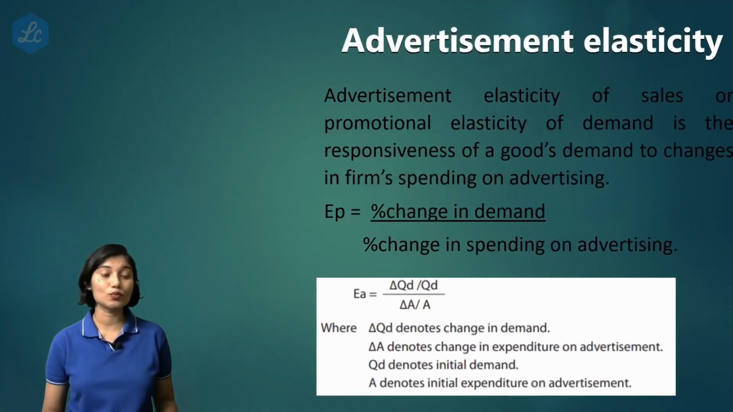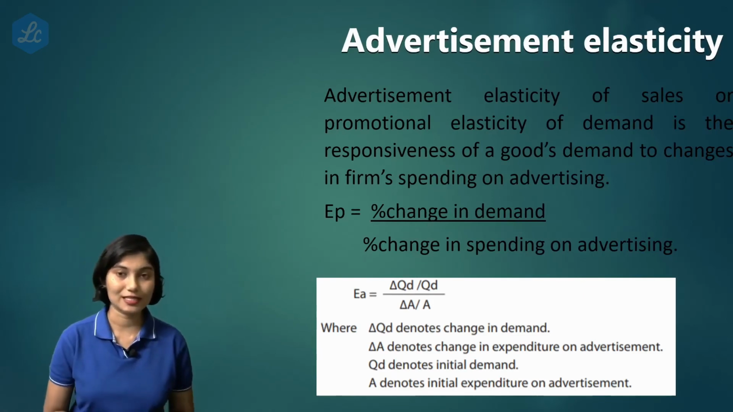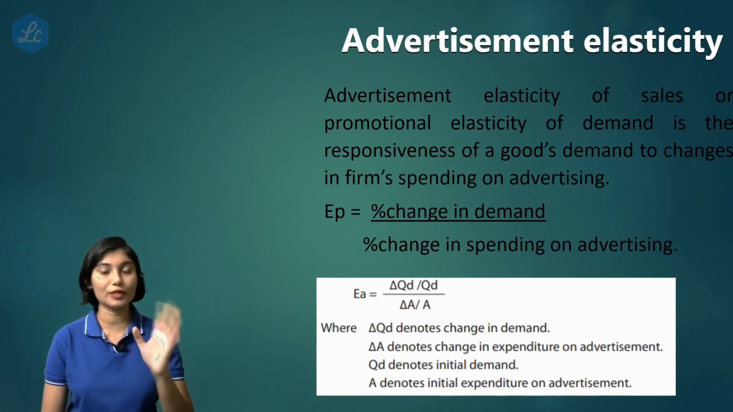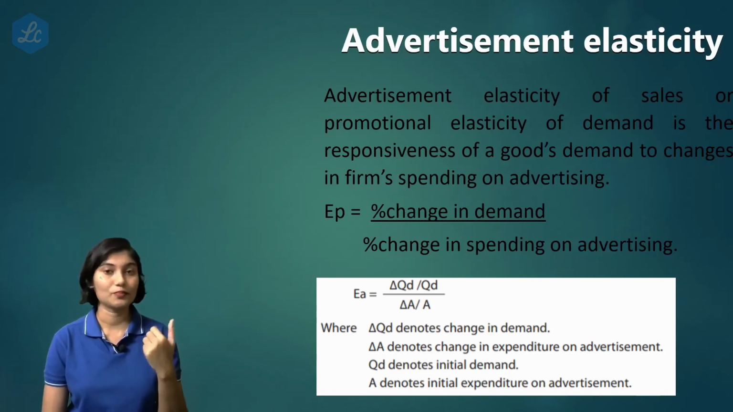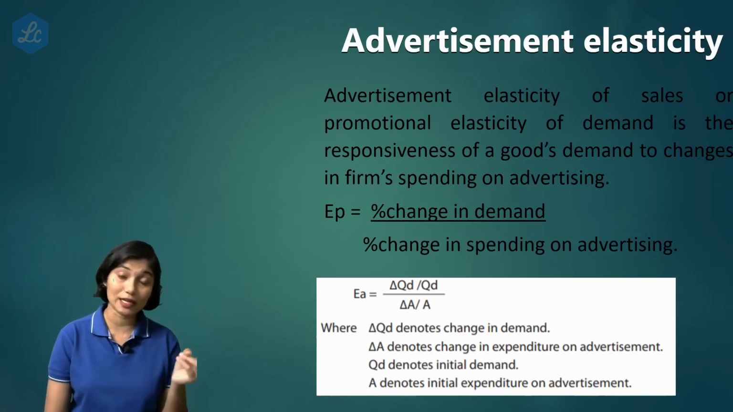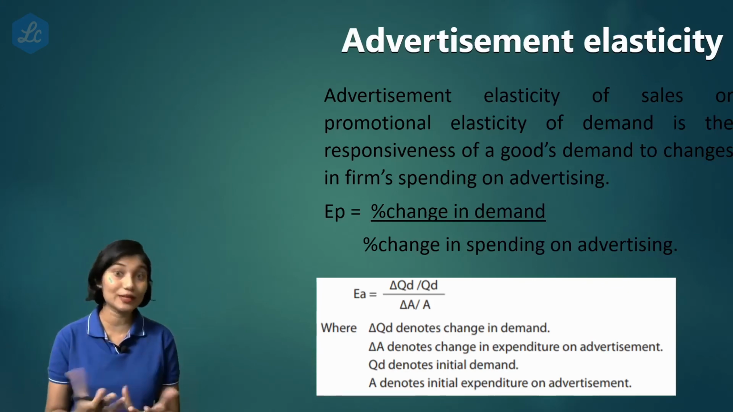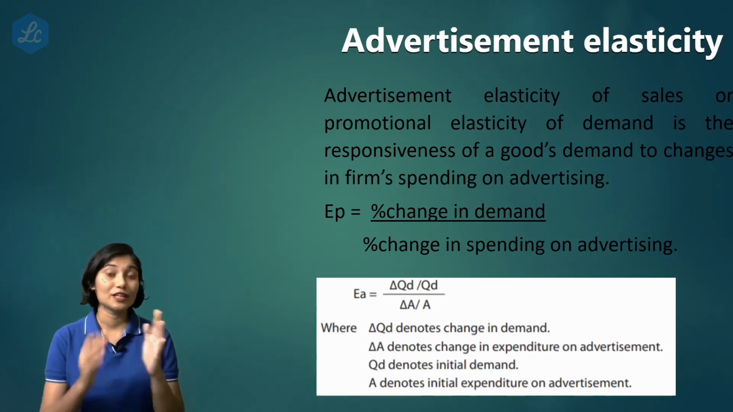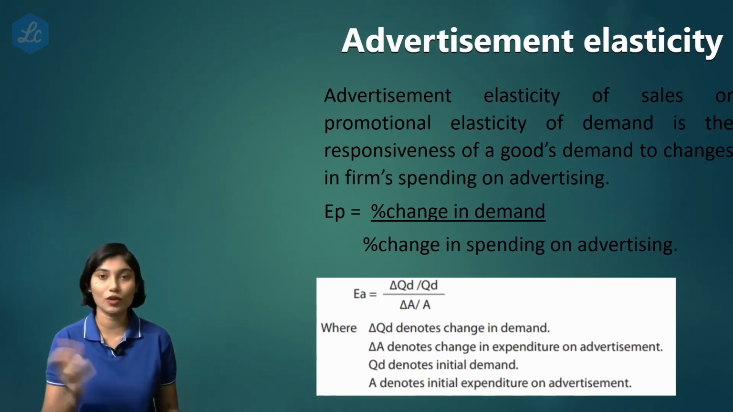Now coming to the next type of elasticity, that is advertisement elasticity. Now what do we mean by advertisement elasticity? We understood about price. So change in quantity because of change in price was price elasticity. We understood about income. Change in quantity because of change in income was income elasticity. Cross elasticity between two different products. Now what is advertisement elasticity? This is nothing but the relationship between the amount spent on advertisement and the quantity demanded.